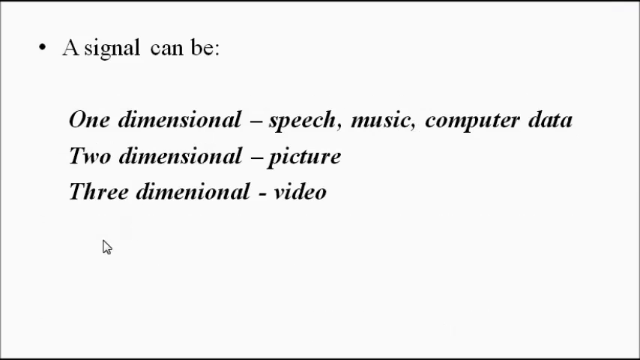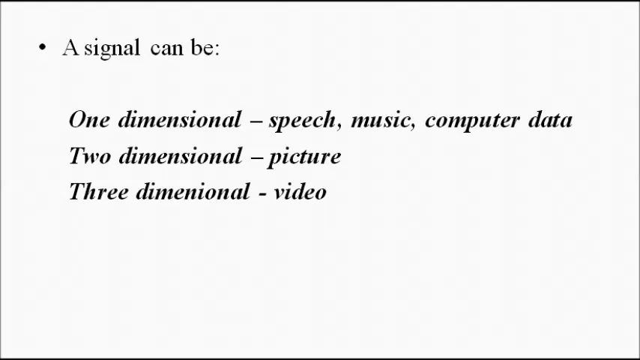So a signal can be one dimensional, for example speech, music, or any other computer related data, such as text, numbers, alphabets, special characters, whatever. Then two dimensional, which is picture or image related information, and three dimensional, which is video signals. So a signal can be from anything.